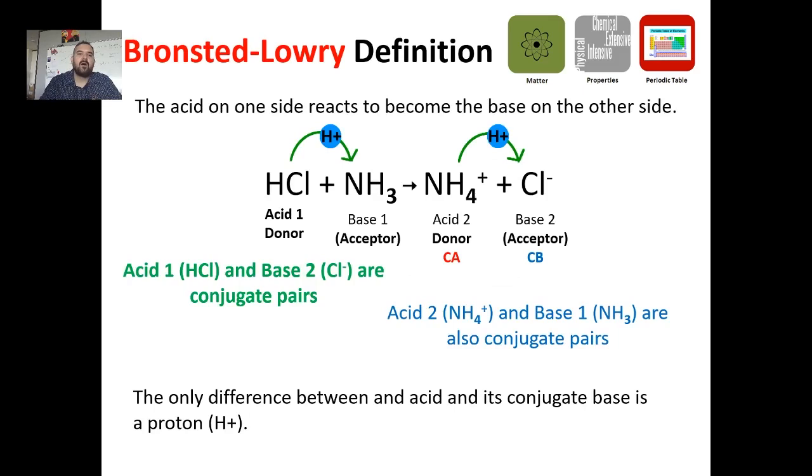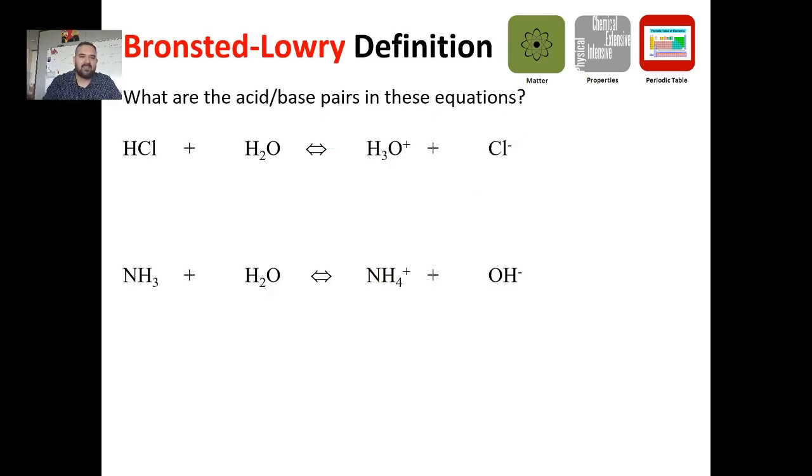All right, so the acid on one side reacts to become the base on the other side. That's what we're talking about when we're saying conjugate pairs. So let's just get straight into solving it. Here we have hydrochloric acid, HCl. Is this going to be an acid or a base? What do y'all think? I think it's an acid.